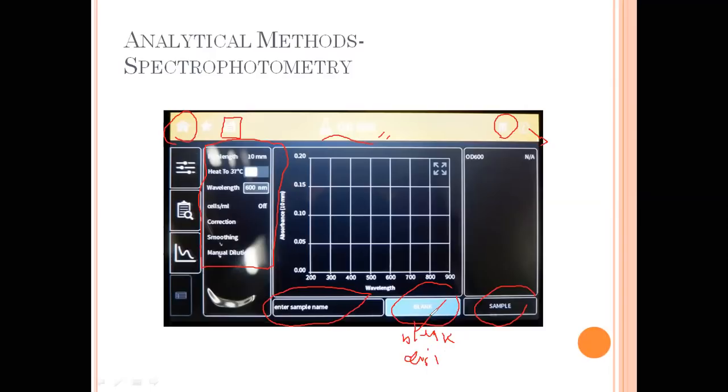Okay? So again, ipipress nyo lang tong button na to. Okay? Touch screen siya. So ipipress mo lang yan if you are to read the blank. So the sample button is the same as the blank. Ipipress mo din siya if you are now to measure the absorbance or the OD of your sample. How about the enter sample name? The enter sample name is pipindutin mo because this is needed for proper labeling and identification of the sample to be measured.